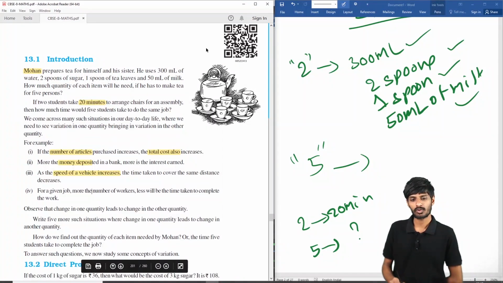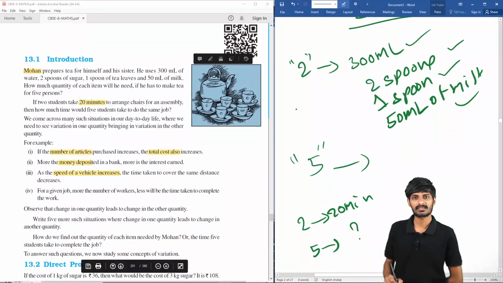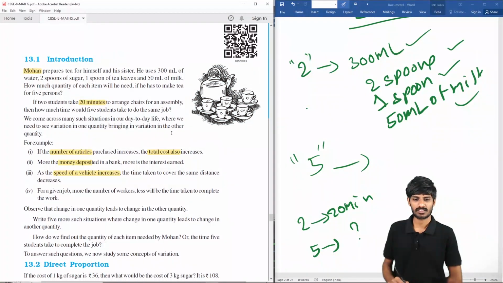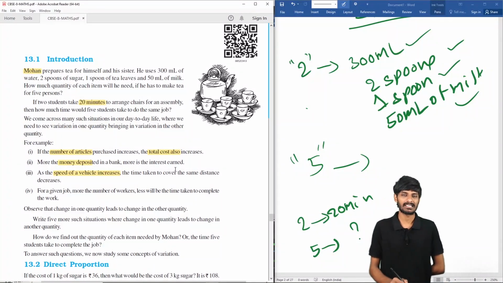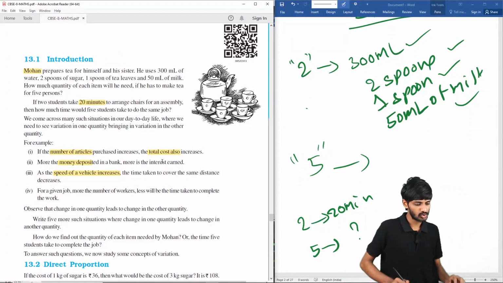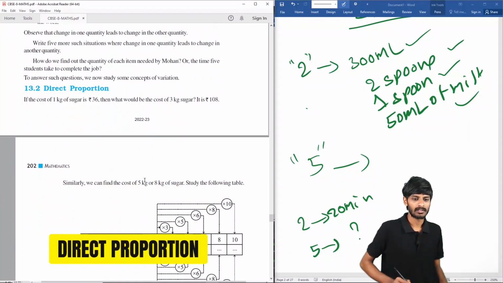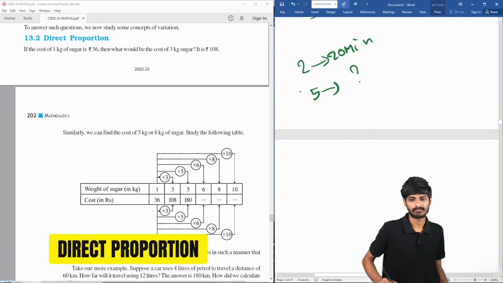So these are the situations where we require direct proportion and indirect proportion. So we have to learn about them. Okay, students, direct and indirect proportions. So what are the situations when we face all these things? Direct proportion.